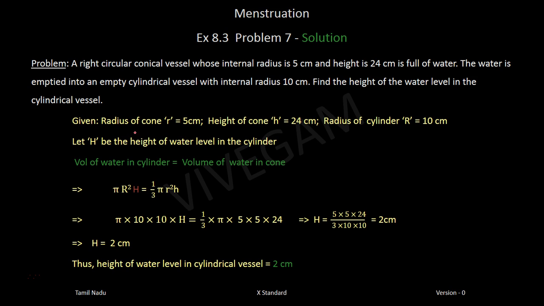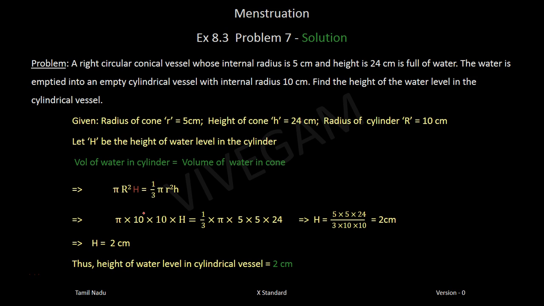Okay, the solution. The radius of the cone is 5 cm, height of the cone is 24 cm, radius of the cylinder capital R is 10 cm. So let H be the height of the water level in the cylinder. Since water is transferred from cone to cylinder, the volume of water in the cylinder equals volume of the water in cone. So when you equate this, pi R squared H, capital R and capital H referring to the cylinder, equals 1/3 pi small r squared small h. This is the cone. For the cone it is small r and small h, for the cylinder it is capital R and capital H.